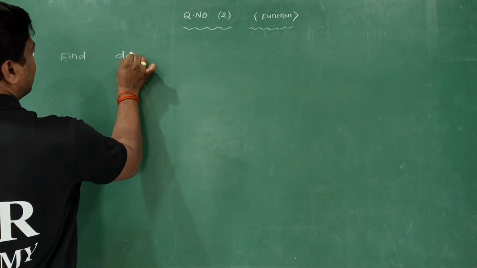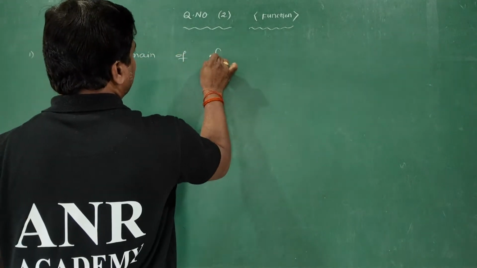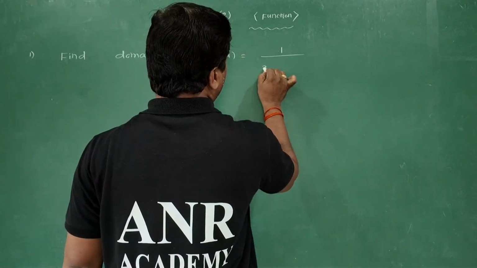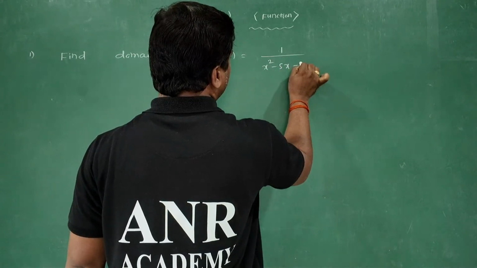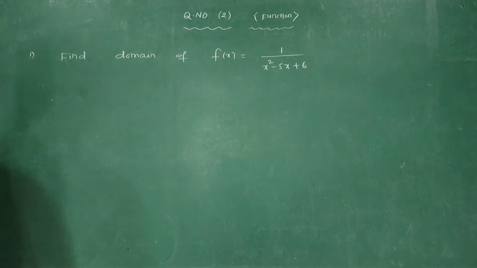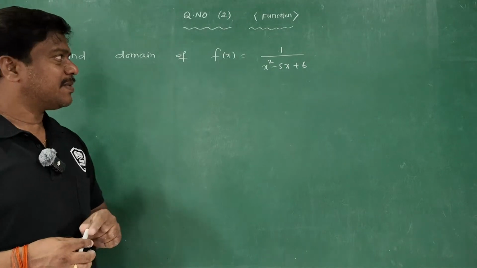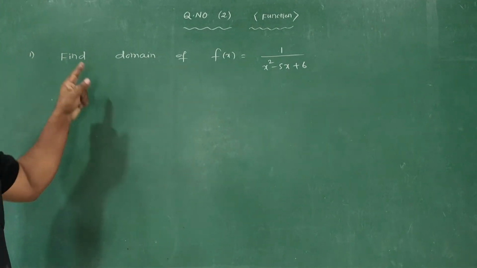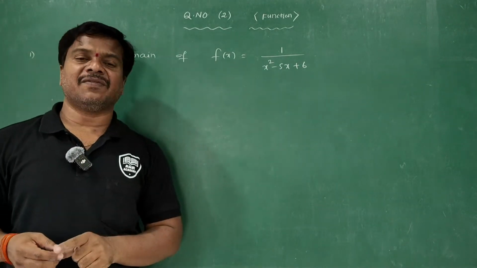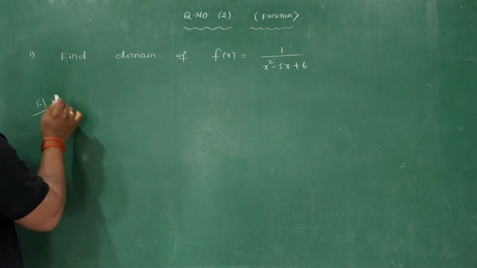Find the domain of the function f of x equal to 1 divided by x square minus 5x plus 6. This is the question. F of x is given as 1 by x square minus 5x plus 6, for which you have to find the domain. Domain is nothing but the set of values of x satisfying the given function, right? This is a 2 marks question.